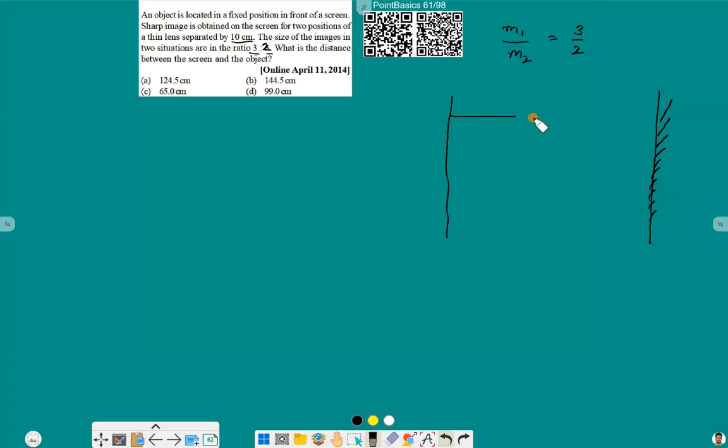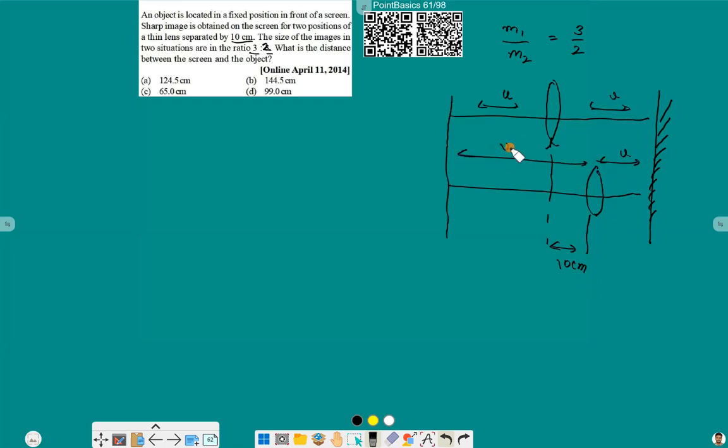So initially we have a system like this. Our lens is here. Now this is u and this is v. Now we change the position of the lens so that this difference is 10 centimeter. Now this becomes u and this becomes v, because in a fixed object and screen scenario, the position of the object and the image is interchanged with each other.